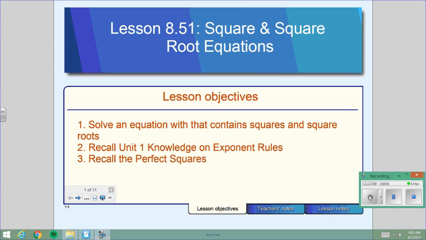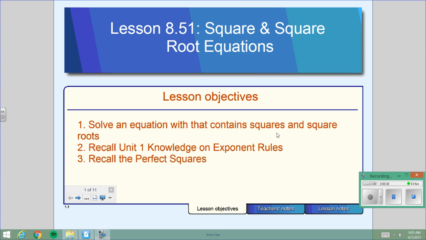The initial precursor to the Pythagorean Theorem, which we're going to be doing soon, is square and square root equations. We've been solving equations all year long, but today we get to look at finally the E in SADMEG or GEMDAS, which is the exponent component, right? So square and square root equations. We're going to solve an equation that contains squares and square roots.